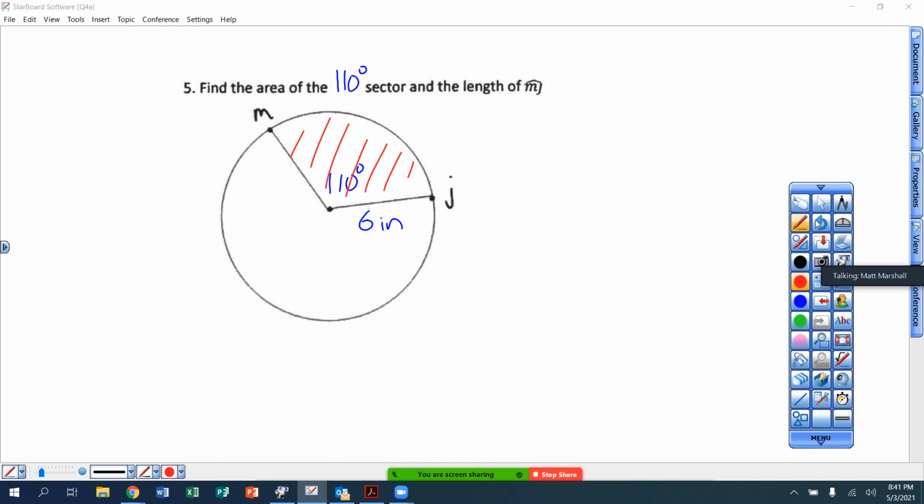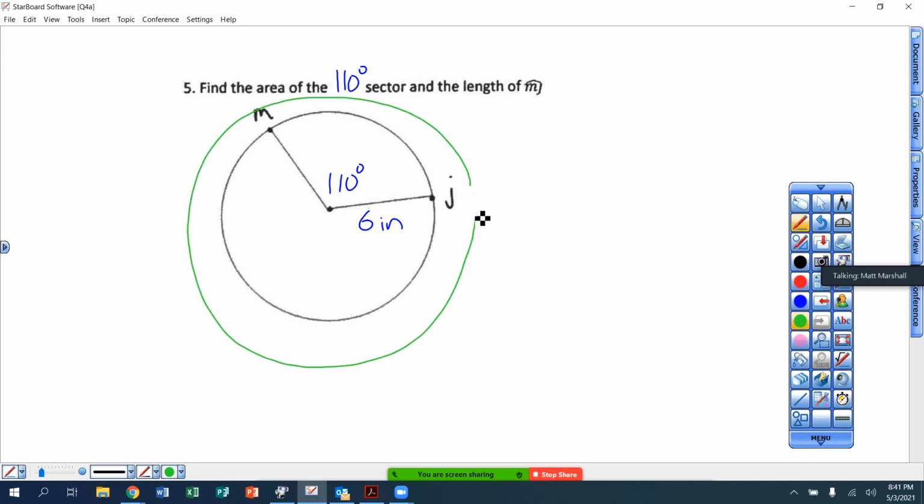So what's easier to you? Do you want to find the area inside first, or do you want to focus on the outside arc length first? I'll do arc length first. Okay, remember that's the way I approached this problem here. I looked at the entire circle all the way around, and then I just focus on what part of the circle really is right there.